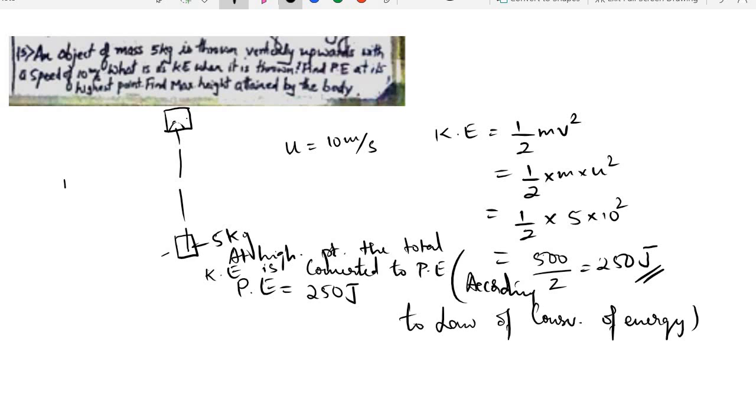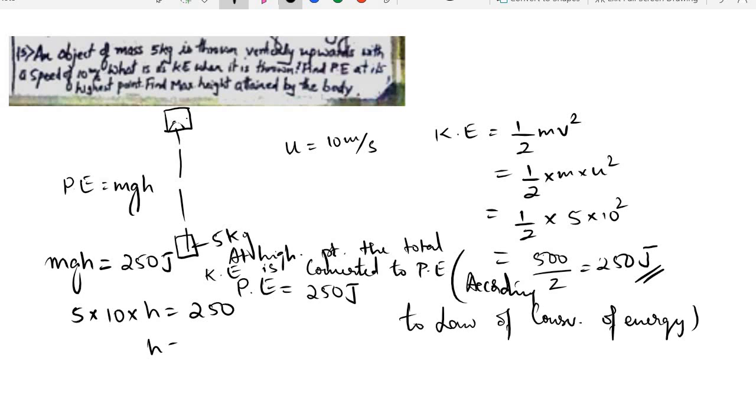What would be the maximum height attained by the body? So we know potential energy is equal to mgh. So mgh is equal to 250 joules. So mass is 5 and acceleration due to gravity 10, and the height is what we want to know. So h is equal to 250 by 5 into 10. The height is 5 meter.